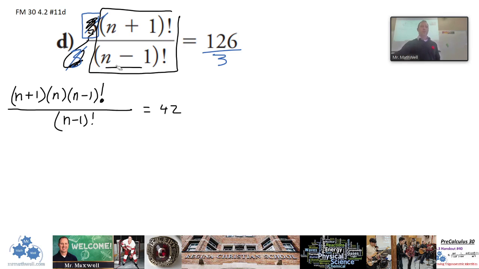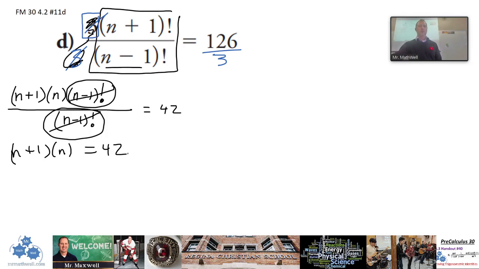All right. Now we're getting close. We can see that we have n minus 1 factorial as a factor on top and on the bottom. So we can divide those out. And we're left with n plus 1 times n equals 42. We multiply that out, and we have n squared plus n equals 42. And we're getting close again to the quadratic equation. So we have n squared plus n minus 42 equals 0.